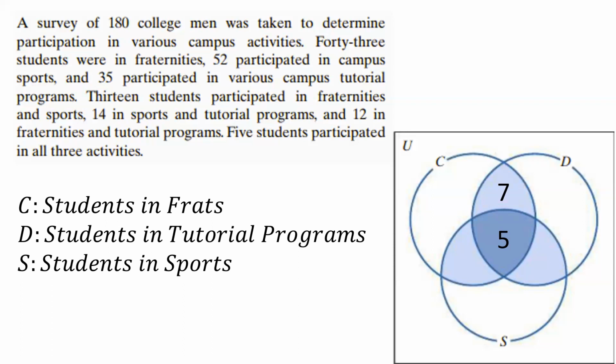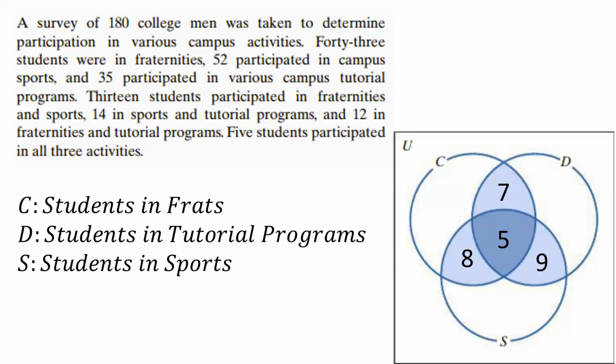So I do D and S, tutorial programs and sports. There are 14 people who do that, 5 people who do all 3. Well, 14 minus 5 is 9. You might guess how I do the next thing. I have 13 students that are in frats and sports. So that's C and S. 13 minus 5 gets me 8.